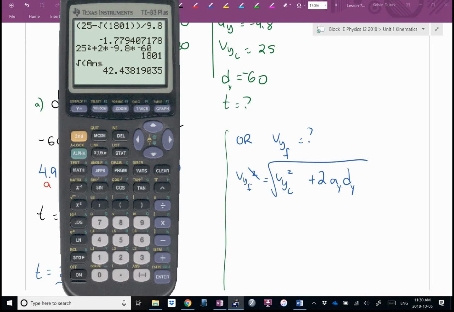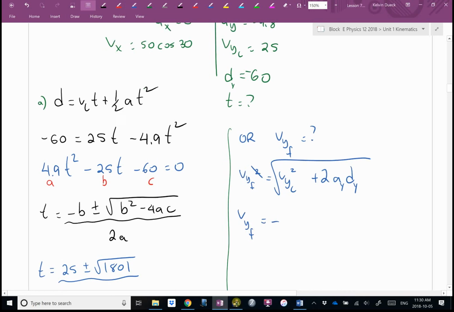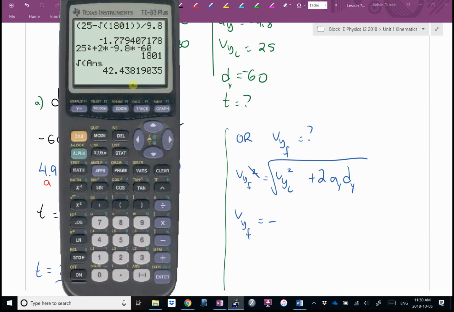The weakness of this equation, when you take the square root, your calculator assumes that you want the positive answer. What's the square root of 9? It's not just 3. What else? Your calculator doesn't bother assuming that you want that. But in this case, we know it's going down. We know when it hits the ground, it's traveling in the negative direction. So the weakness with this method is you'll have to add the negative yourself manually. And that's the most common mistake. Negative 42.4382.